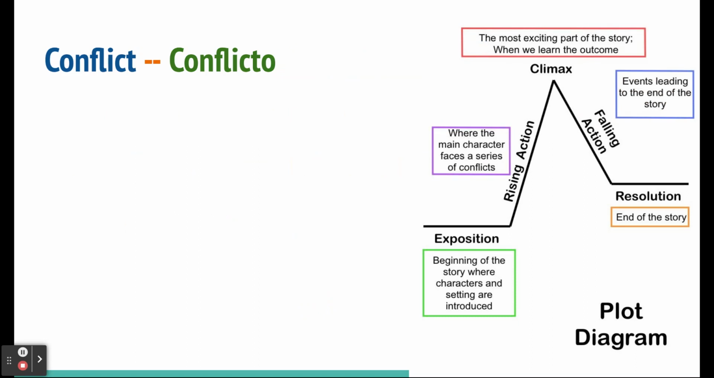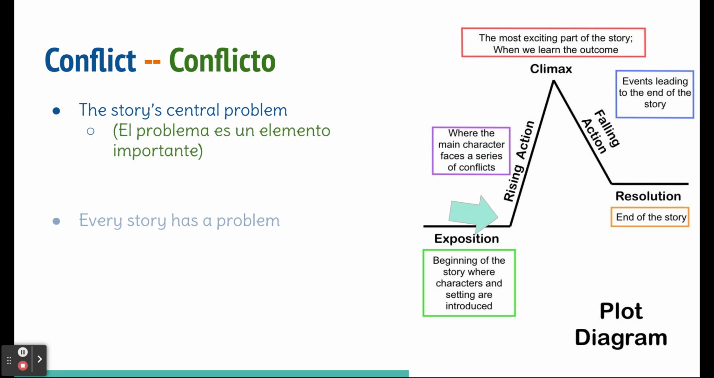Continuing on the plot diagram, we have a word that is not on the plot diagram, but is a very important part: the conflict. The conflict is where the exposition meets the rising action. It is also called sometimes an inciting event because it incites the conflict or begins the conflict. So this is the story's central problem. And every story has a problem.